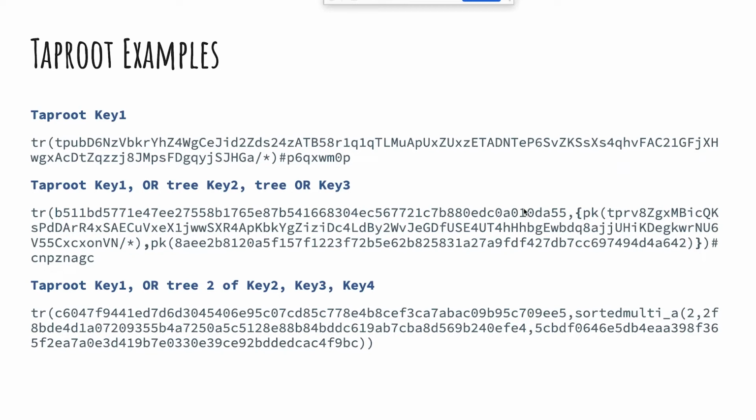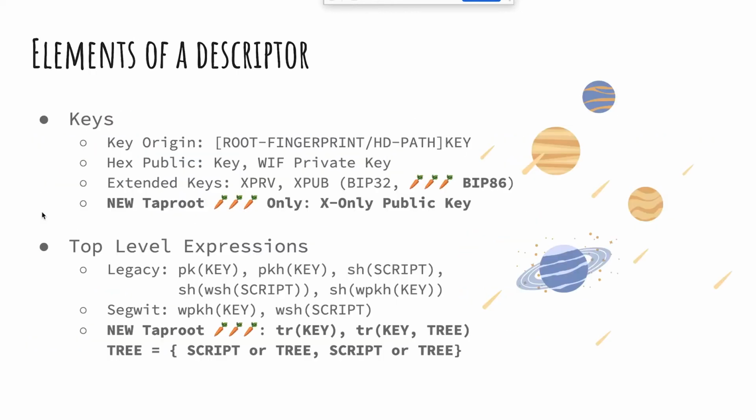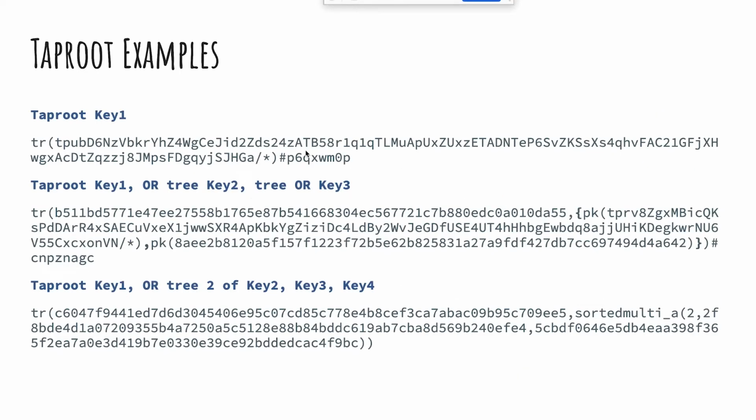the fingerprint was for the root key of an HD XPub, like XPub or XPriv. The checksum is unrelated to what's inside the descriptor. It's just a checksum for the whole thing itself. The fingerprint had to do with the key origin for the HD keys. And that checksum is optional. You don't need a checksum.